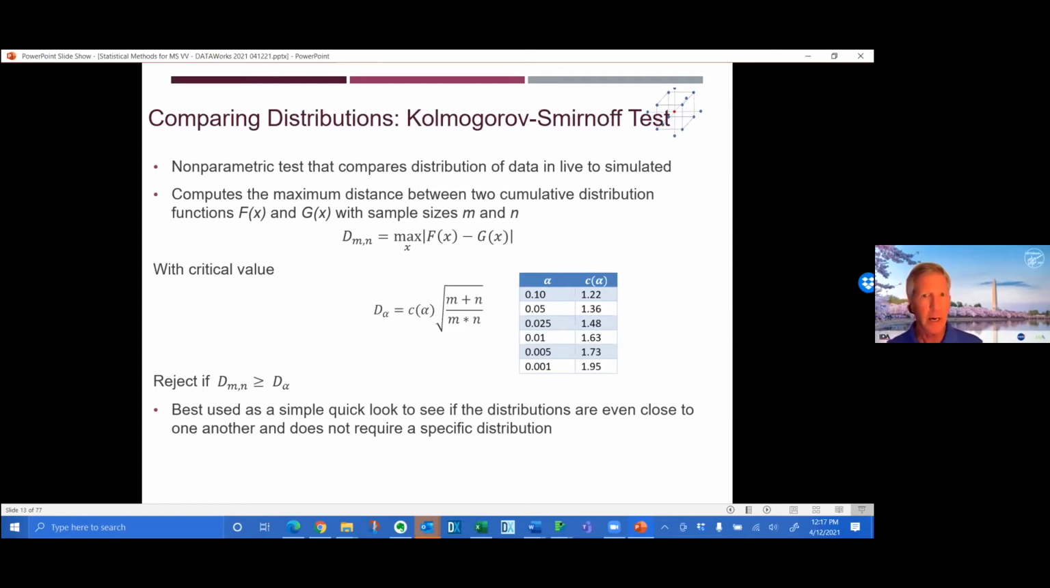Another very, very common approach is the Kolmogorov-Smirnov test. I saw John Heyman mention this morning in some of his advanced methods. Very, very commonly used for looking at distributions of data, live versus simulated. And it's a non-parametric test, so we're not assuming any sort of underlying parameters or distributions. And we're just doing essentially a distance test to determine whether or not we're statistically the same or different.